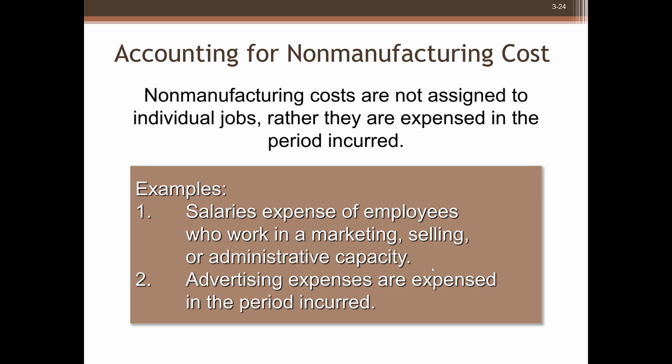For non-manufacturing cost, non-manufacturing costs incurred in the manufacturing company are not assigned to individual jobs, and they will be expensed immediately as period costs. For example, salaries expense of employees who work in the marketing, selling, or administrative capacity. Advertising expenses, they are all period costs and should be expensed immediately.